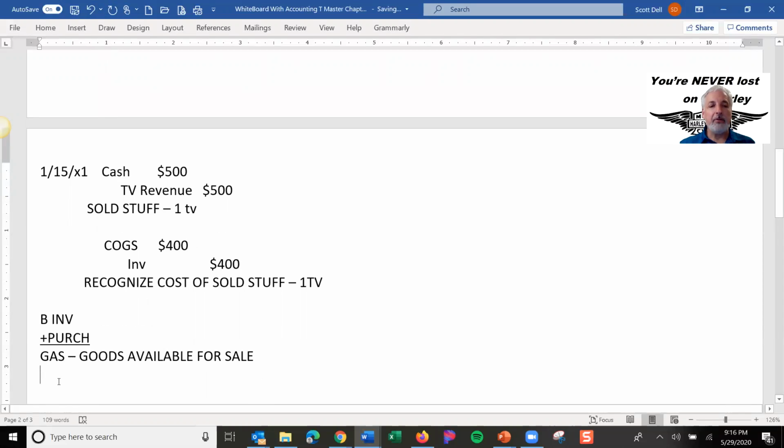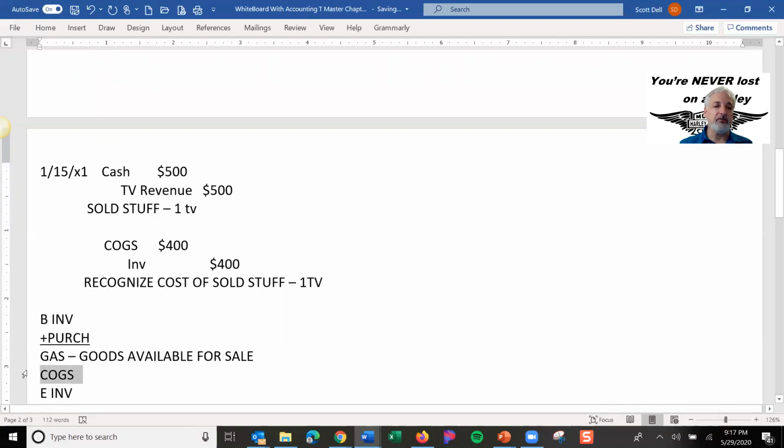How many did we sell? Maybe we sold 12. Here are cost of goods sold. We'll start with cost of goods sold. And we end up, if we had 15 total, we sold 12, that means we must have 3 left over in ending inventory.